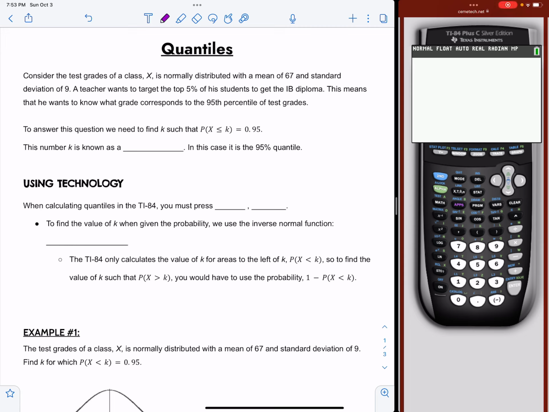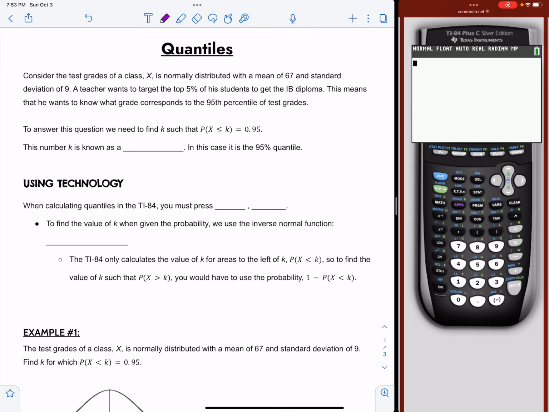Hi, today we're going to be talking about quantiles. We are going to consider the test grades of a class X, and we're going to say that it is normally distributed with a mean of 67 and a standard deviation of 9. A teacher wants to target the top 5% of his students to get the IB diploma. This means that he wants to know what grade corresponds to the 95th percentile of test grades.